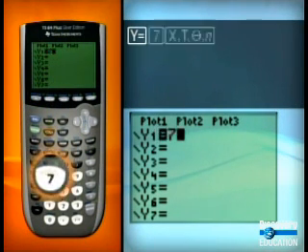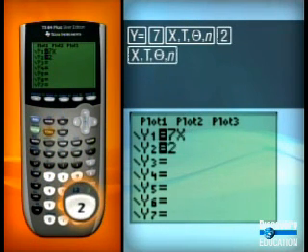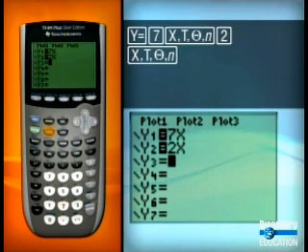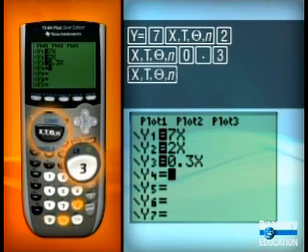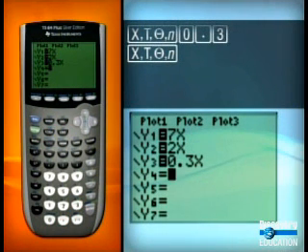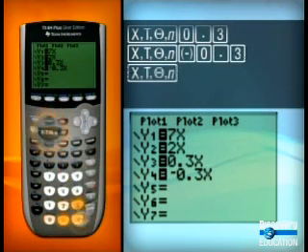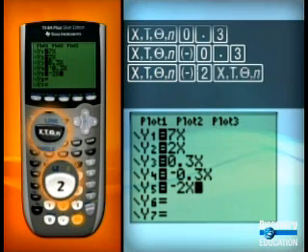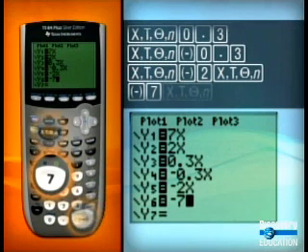y1 equals 7x, y2 equals 2x, y3 equals 0.3x. For the next three, use the negative sign key in the bottom row. y4 equals negative 0.3x, y5 equals negative 2x, and y6 equals negative 7x.